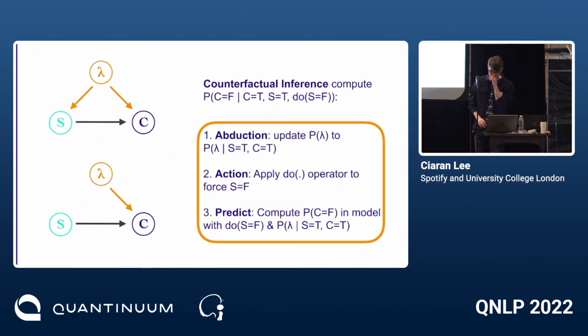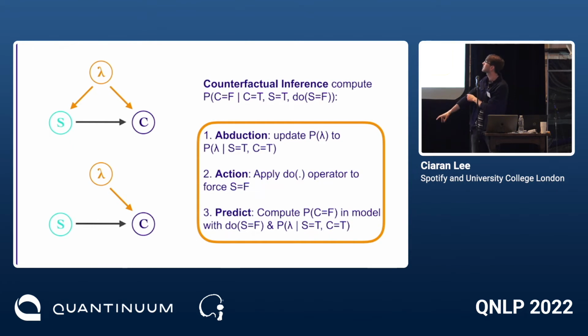So Pearl introduced a nice 3-step inference procedure to figure out how we should estimate these types of counterfactuals. The first step is what he called abduction. So it's saying, okay, I've observed some evidence in the real world. In this case, given I've observed someone smokes and they have cancer, I've observed that in the real world. So now I'm updating my knowledge about any latent distribution, such as the likelihood that they have a gene that might predispose them to smoking and so forth.